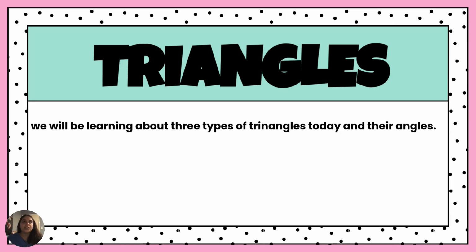So, triangles. Before we start, can anybody tell me what a triangle is or how it looks like? Yes, good job. A triangle will always have three sides. We're going to be learning about three types of triangles. No matter how it may look, it will always have three sides, okay? And we will also learn about their angles, okay?